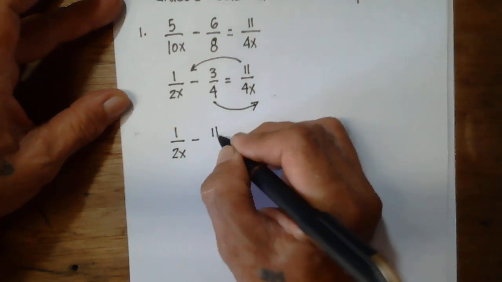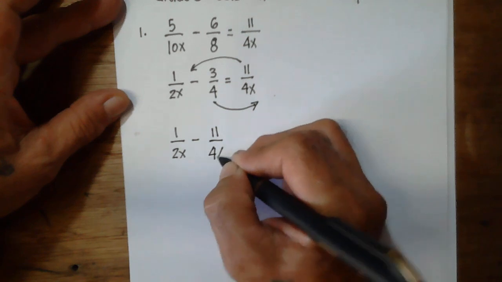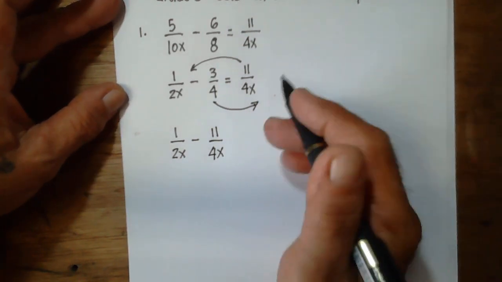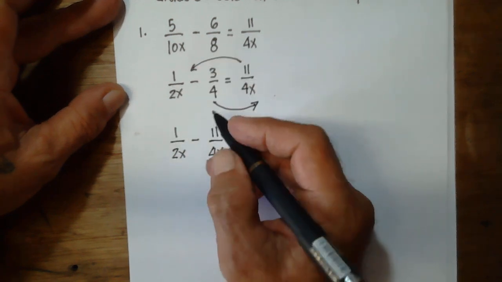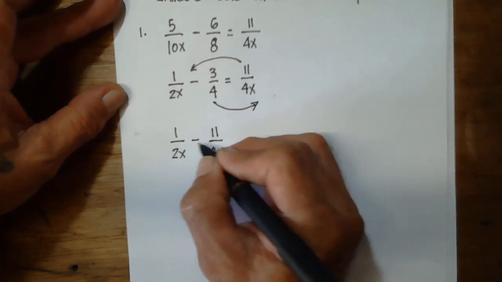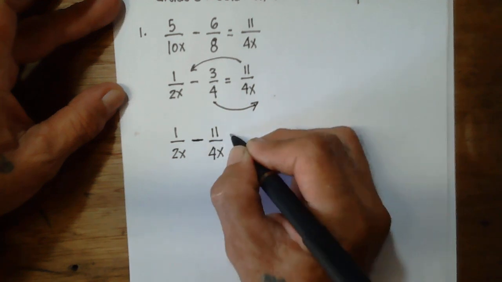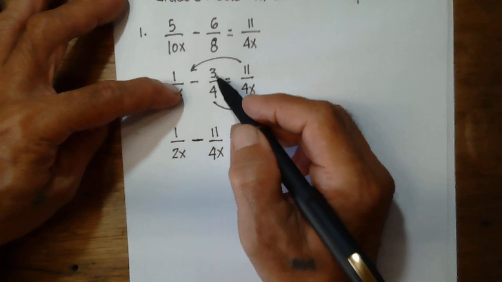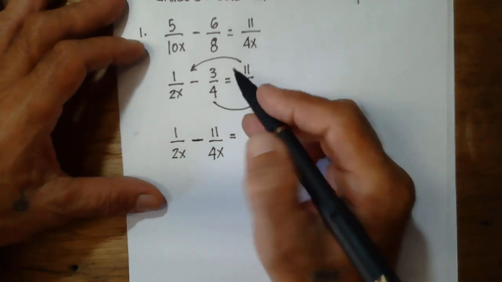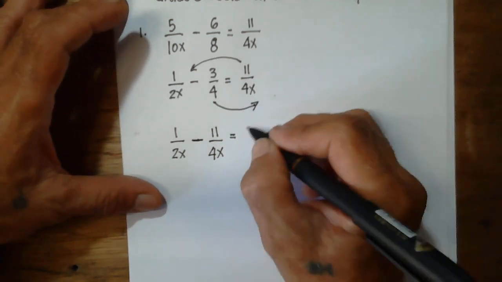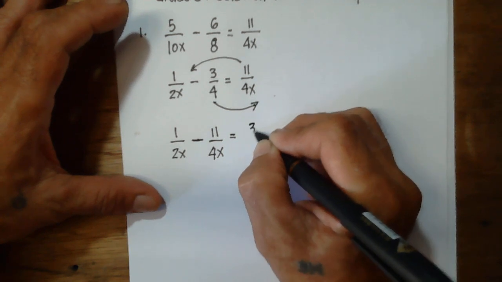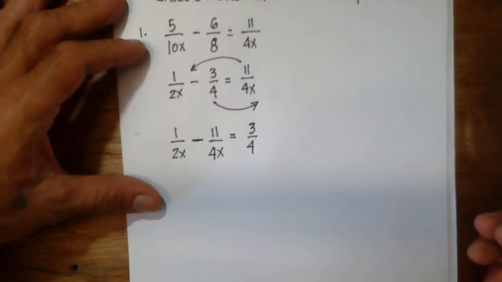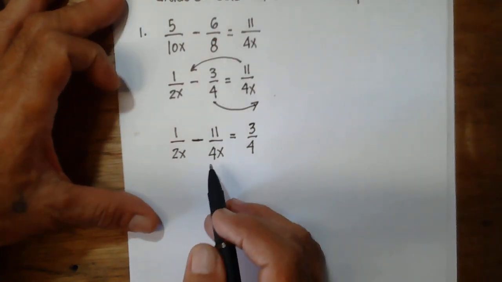minus 11 over 4x. Now 11 over 4x is positive on the right side, so when we move this into the left side of the equation, it becomes negative. So it becomes a minus. And negative 3 over 4, when moved to the right side of the equation, becomes a positive 3 over 4. Okay?